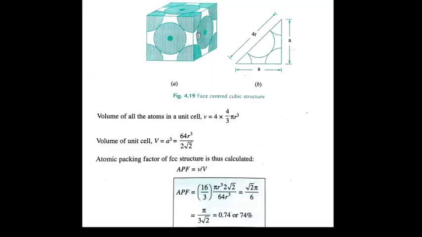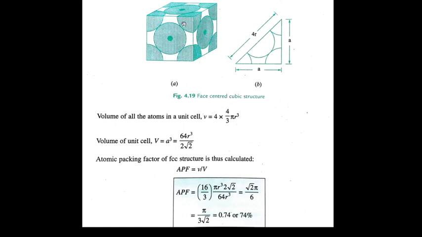This is the FCC setup. One is at a face and 4 are at a corner. So all the 6 faces will be like this. If you look at the top face, the right face and so on. So if I take the diagonal of the face itself, because there is no atom in the center.